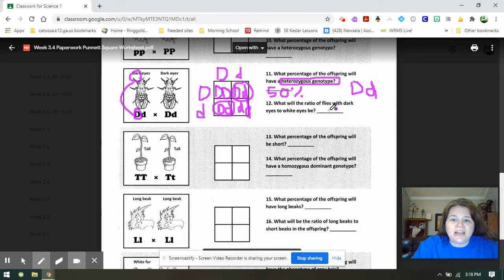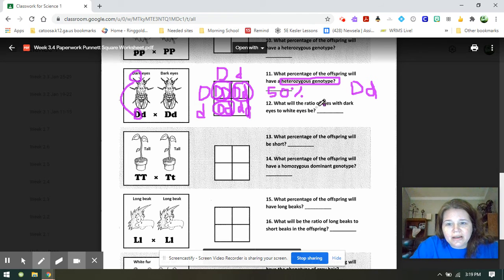What will the ratio of flies with dark eyes to white eyes be? Well, this is when we take our heterozygous, which we know is going to pull that dominant trait of dark eyes, just like the two parents. And then we have to look at the homozygous dominant. Will it pull a dark eye like the parents? The answer is yes, because it has that dominant trait in there. Will the homozygous recessive? No, because it does not have that dark eye trait or allele to help it.